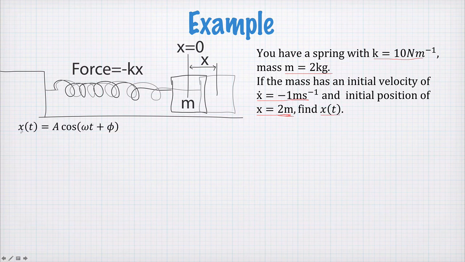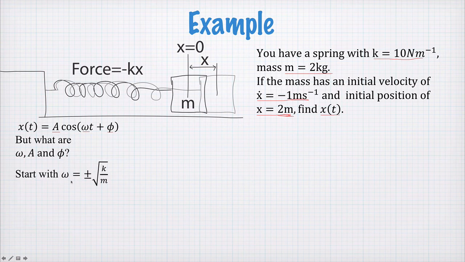Now, we already know what this function looks like, it's just that we don't know the amplitude, the angular frequency, or the phase of this motion, but we know it takes this functional form here. So, we have to find omega, A, and phi. Let's start with omega because we already know the equation for omega. It's k divided by m.